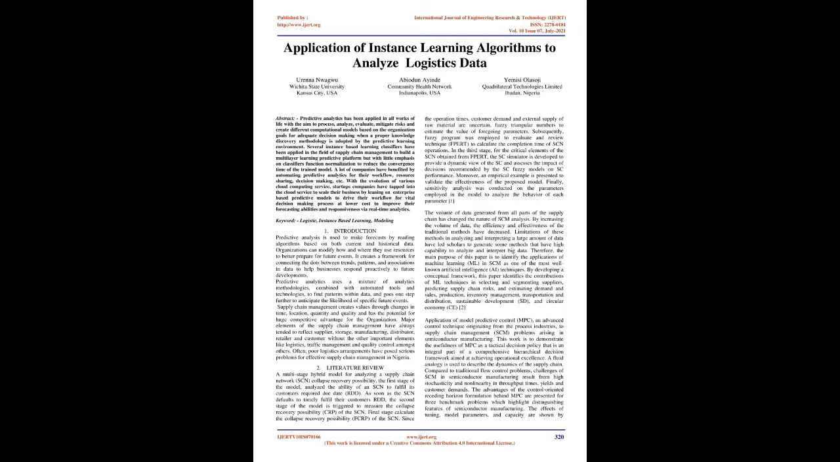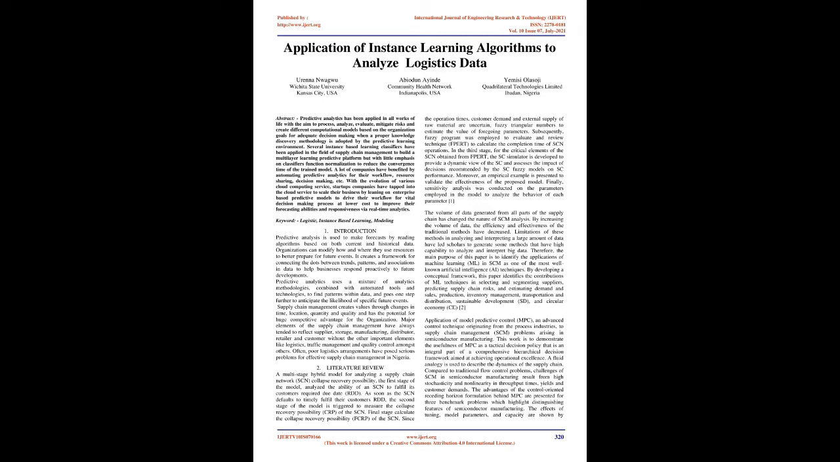Supply chain management creates values through changes in time, location, quantity, and quality, and has the potential for huge competitive advantage for the organization. Major elements of the supply chain management have always tended to reflect supplier, storage, manufacturing, distributor, retailer, and customer without the other important elements like logistics, traffic management, and quality control, amongst others. Often, poor logistics arrangements have posed serious problems for effective supply chain management in Nigeria.